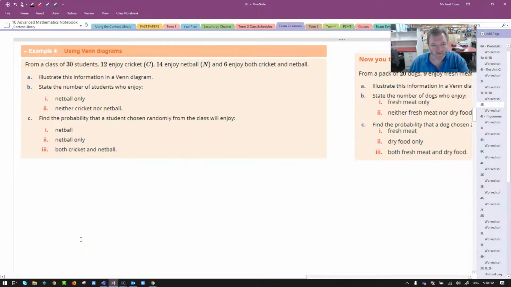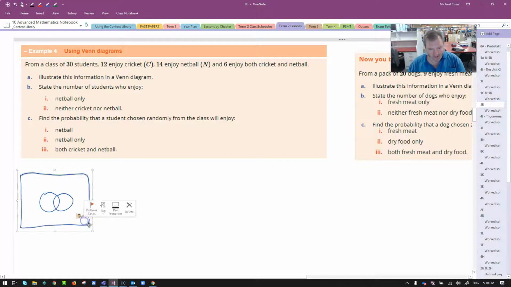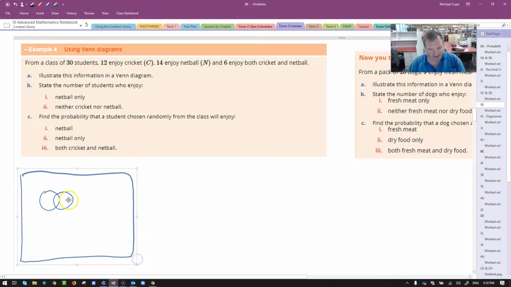Using Venn diagrams. From a class of 30 students, 12 enjoy cricket, 14 enjoy netball, 6 enjoy both cricket and netball. Illustrate this information in a Venn diagram. There we go. Now I think when I try to expand this, it only does one little bit at a time, which is kind of silly, but that's okay. We can cope with it. Drag that one over a little bit. That looks good enough for us to work with.